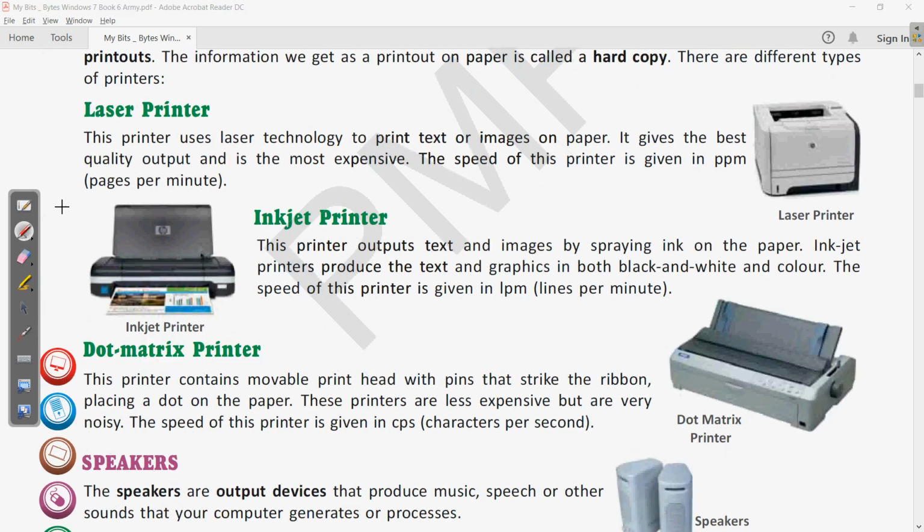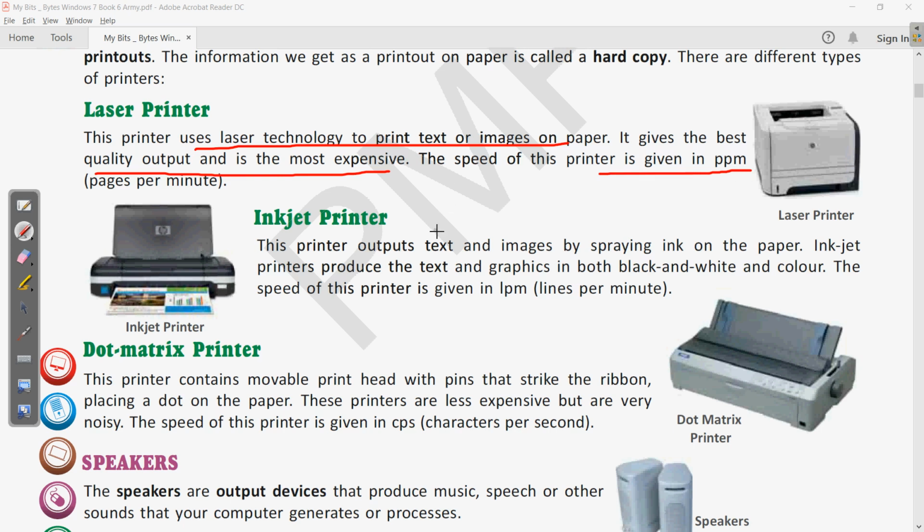So easily you can write the laser technology. This printer uses the laser technology to print text or images on the paper, and the quality of this will be the best quality, and they are most expensive also. Clear? So in each you can write at least 2 or 3 points. And also you have to write the speed, that is how the speed of the laser printer is measured. So speed of the laser printer is measured in pages per minute, that is ppm.